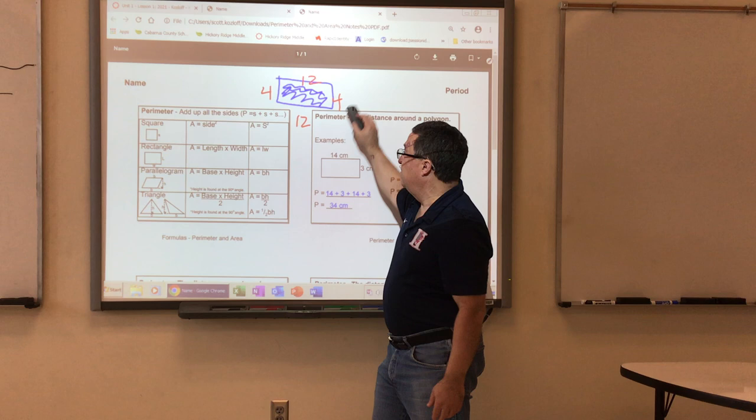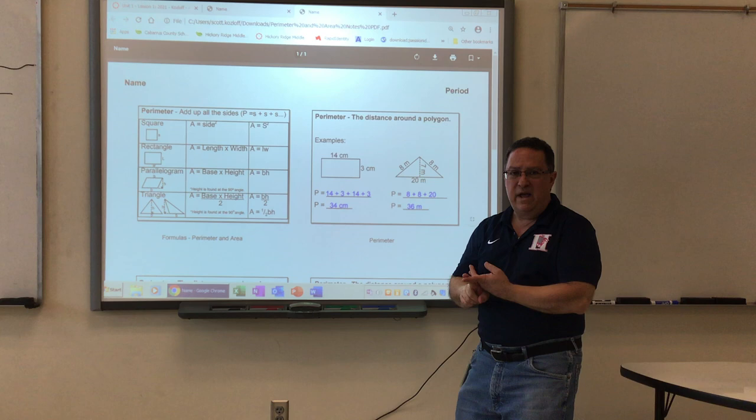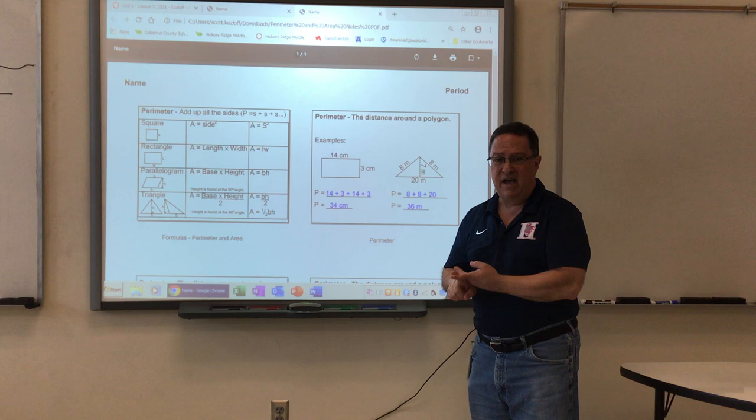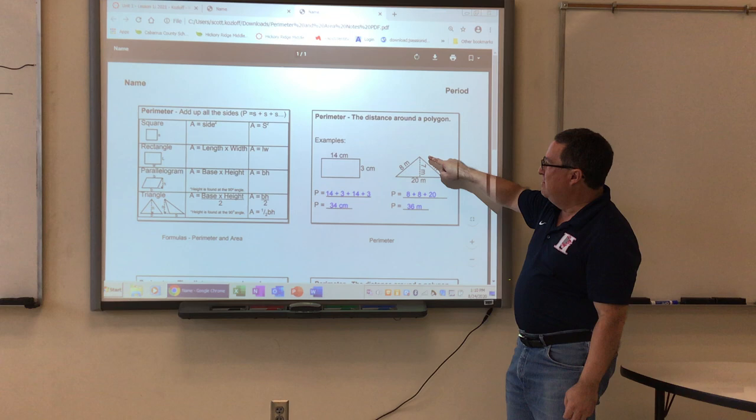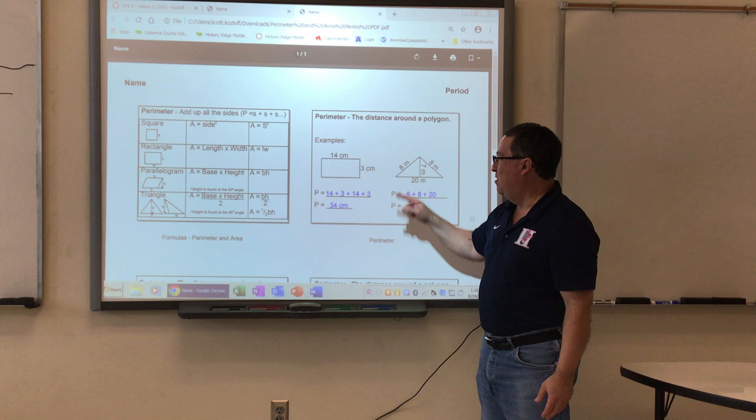So I'm going to start with that square, rectangle, parallelogram, triangle, and remind you that when you are doing perimeter, you are only interested in the outside shape of that figure. For instance, when I look at this triangle as my second example, you see a dotted line in the center. That dotted line represents the actual height of that triangle, and that has nothing to do with perimeter. Perimeter is only the outside shape of whatever that closed end object is.